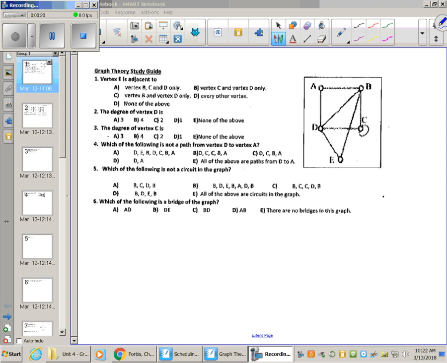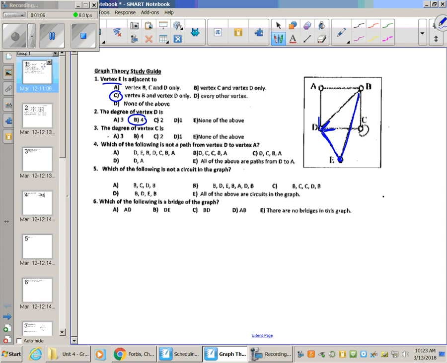Okay. So starting with number 1, well, 1 through 6, we're looking at the same graph. It says vertex E is adjacent to, okay, if I'm looking at E, remember the vertices that it's adjacent to is just the ones that the edges are connecting it to directly. So in this case, it would be adjacent to D and adjacent to B only, and then that would be answer choice C. Okay. The degree of vertex D, number 2, okay, remember, degree is just the number of edges coming out of it. So for D, we got 1, 2, 3, and 4. Okay, so that would make answer choice B.